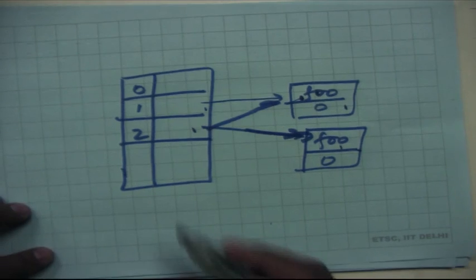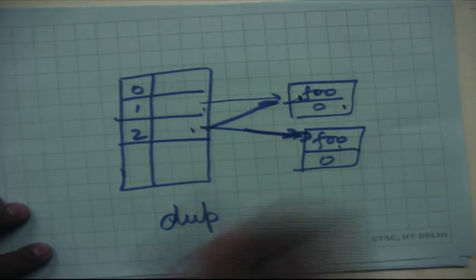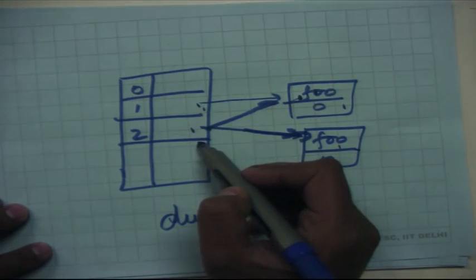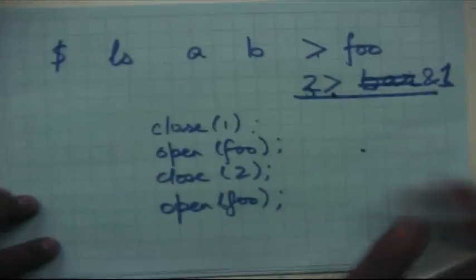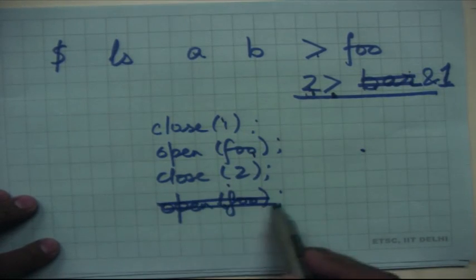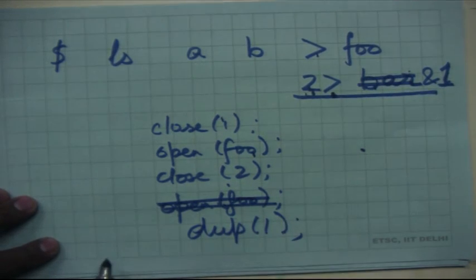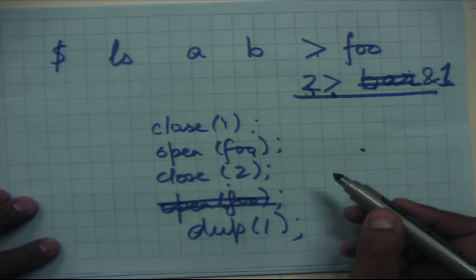So Unix has another system call called dup, right? Which basically means duplicate this pointer in the file descriptor table. So the way I'm going to implement this is I'm going to say close 1, open foo, close 2, and instead of saying open foo, I'm going to call dup 1. Right? So that's going to have the desired effect of having a shared offset between standard output and standard error.